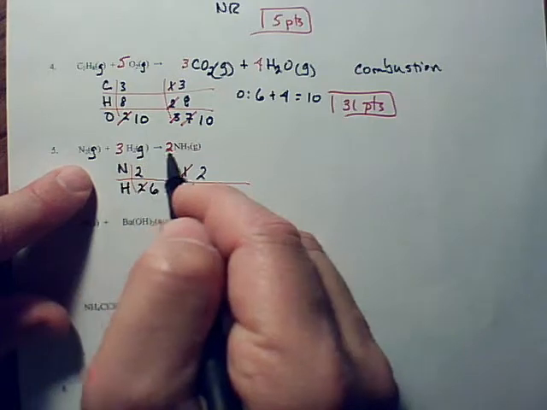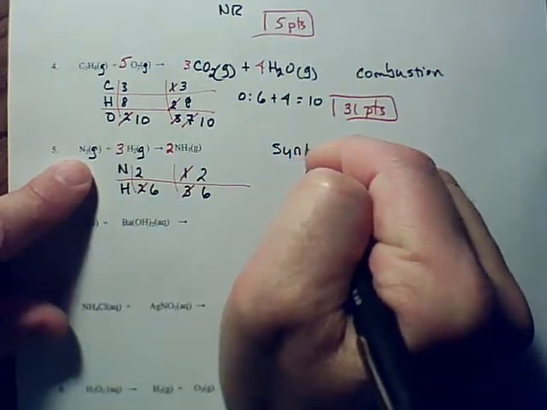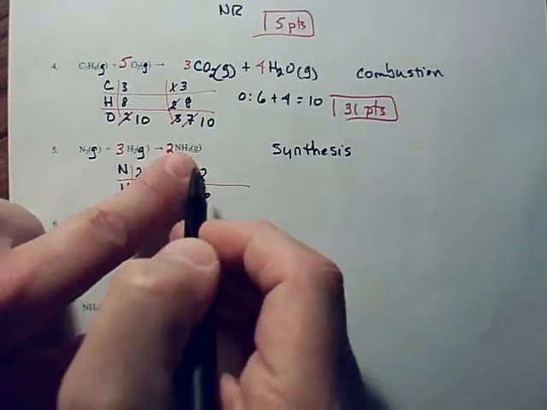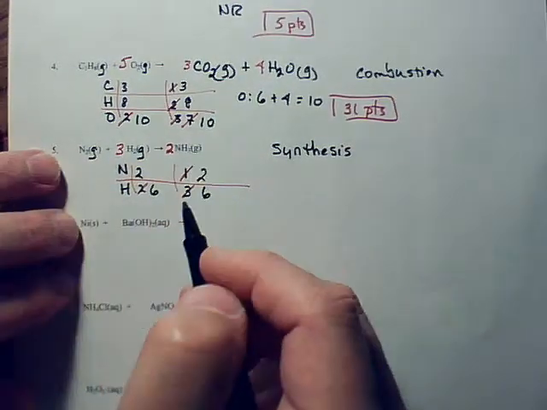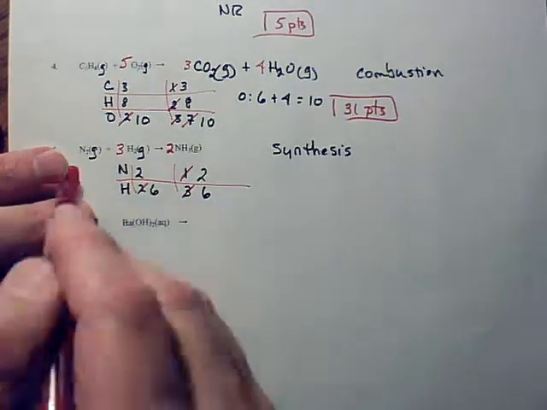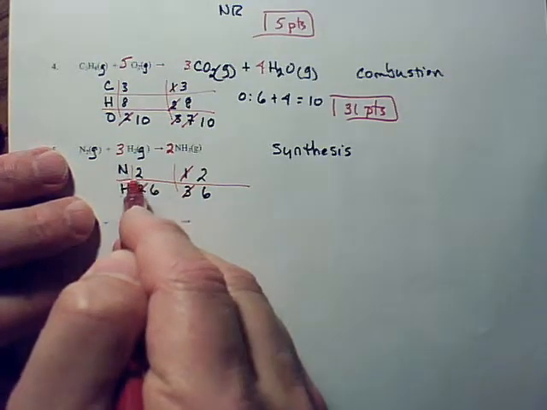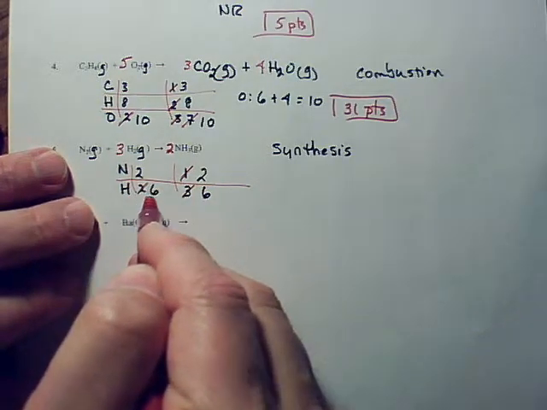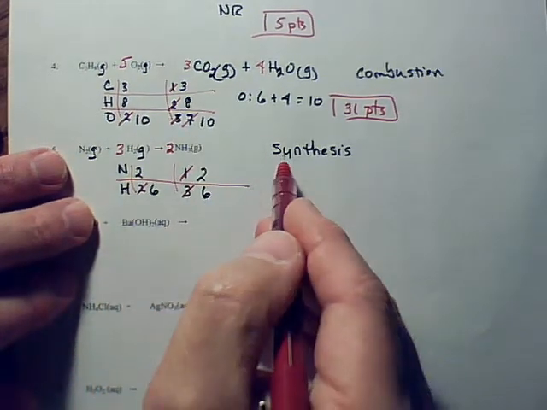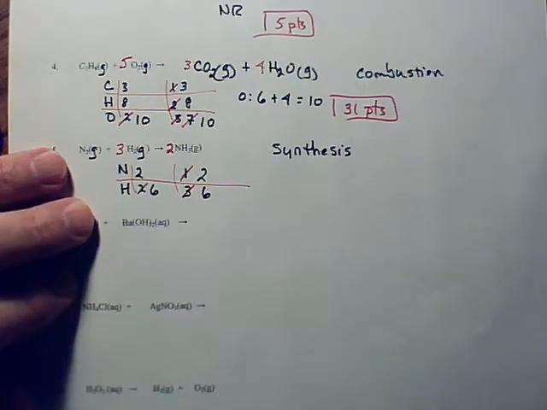So the classification of this is synthesis. We're putting together two smaller compounds to make a larger compound or a more complex compound. So let's count up the points you can earn for this. 1, 2, 3, 4, 5, 6, 7, 8, 9, 10, 11, 12, 13, 14, 15, 16 points for that, plus the 5 for the synthesis. So that's 21 points.